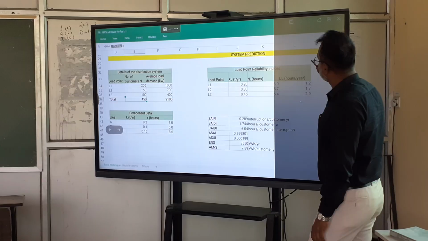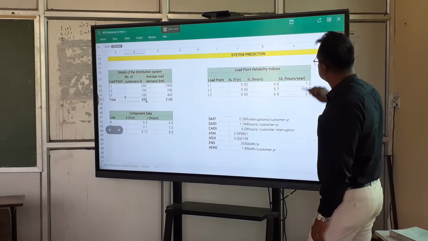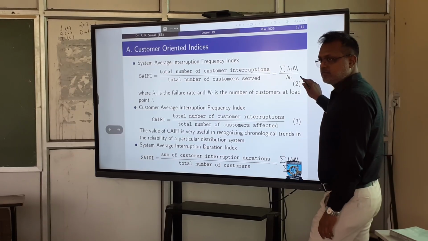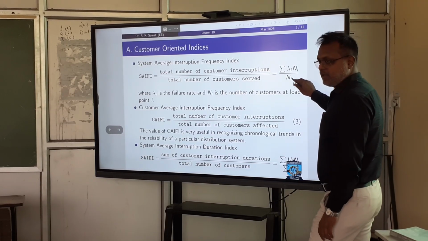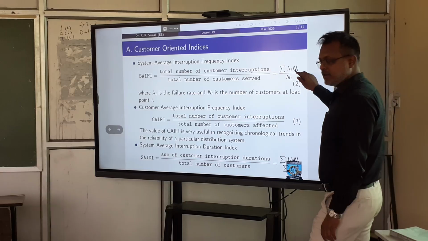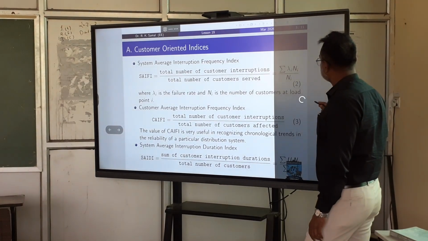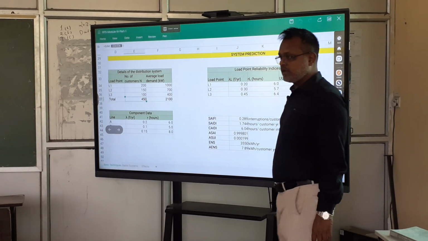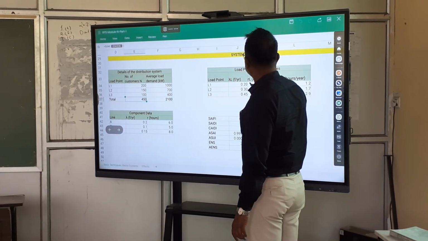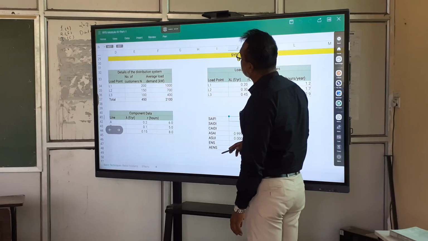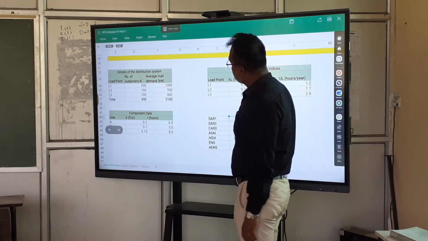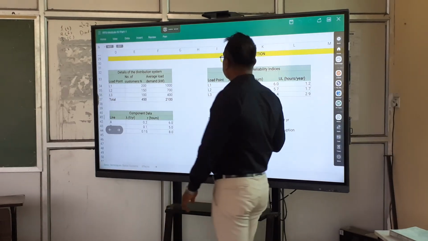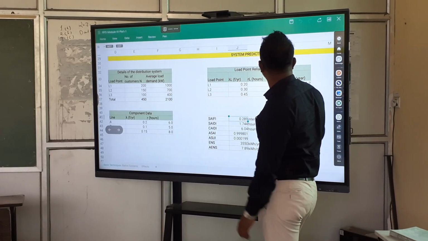Next one is total number of customer interactions. Summation lambda n is 450, and we have to find out summation lambda n. 0.289. So what is lambda n? Check. Denominator is 37, total number of customers, whereas summation lambda n is 1037.